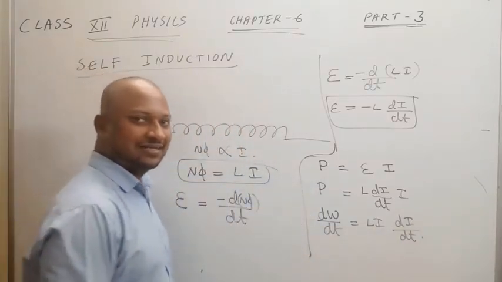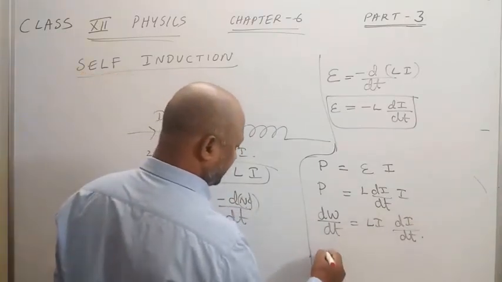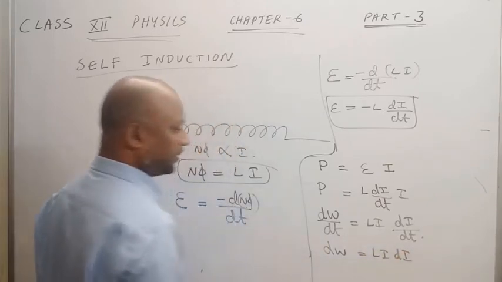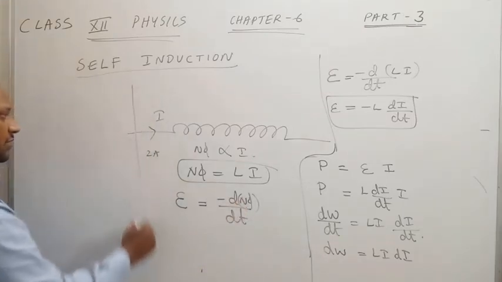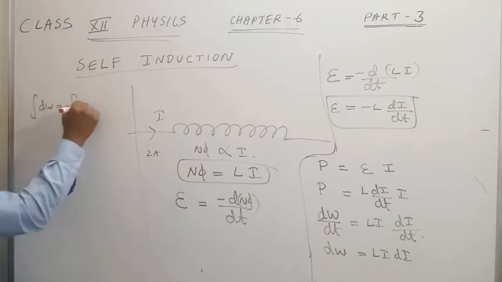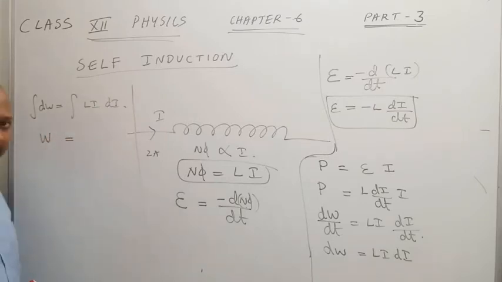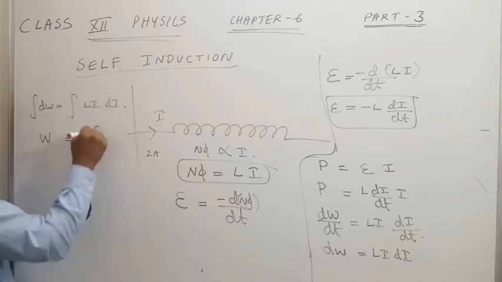So I can cancel this dt, remove this dt, and I can write dw is equal to Li di. So if I integrate this, integration dw is equal to integration Li di. So work का integration, total work होगी, है ना, total work done to increase or decrease the current, and that is equal to L I di.